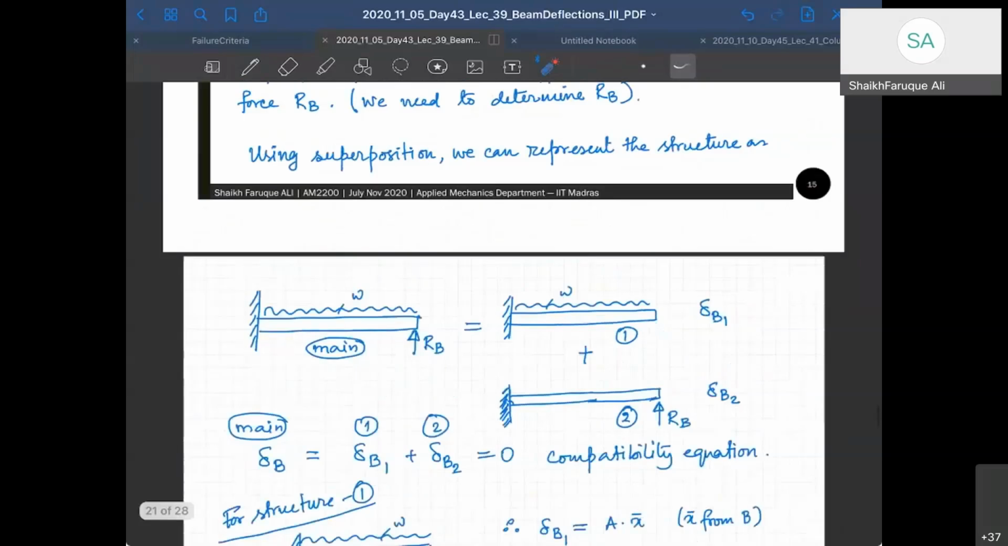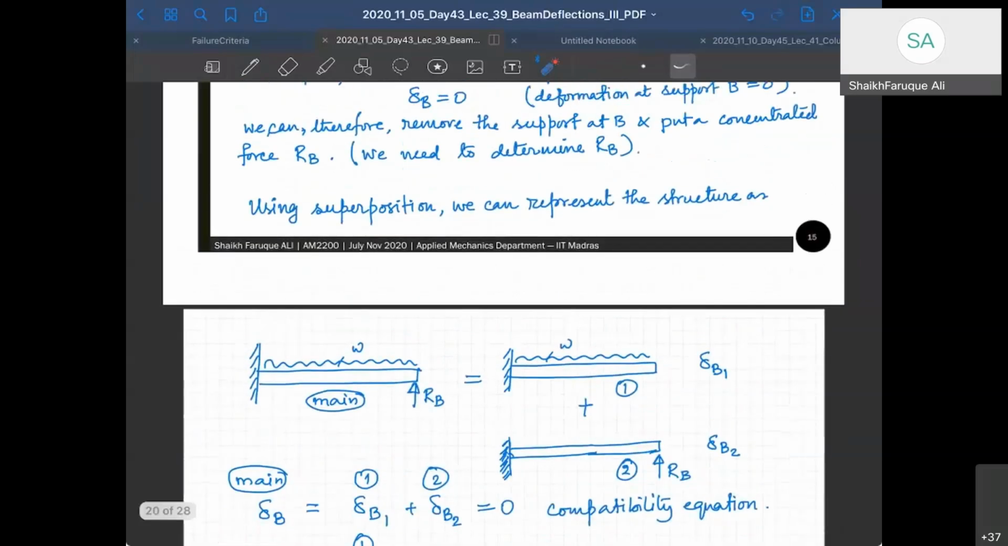So this beam, what you have right now, is my main beam, the original structure. Since the deformation and load relationship is linear, I can divide the structure and use the superposition principle. One part of the structure is a cantilever beam with a UDL. The other part is a cantilever beam with a point load. What I'm doing is I have removed the support from here. Like in earlier cases, after removing the support, I have to fill it with a reaction force.